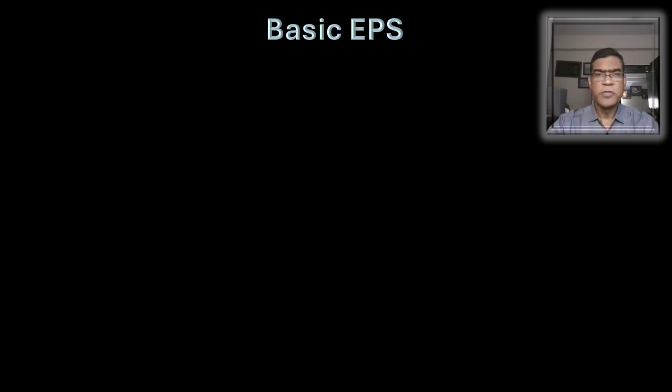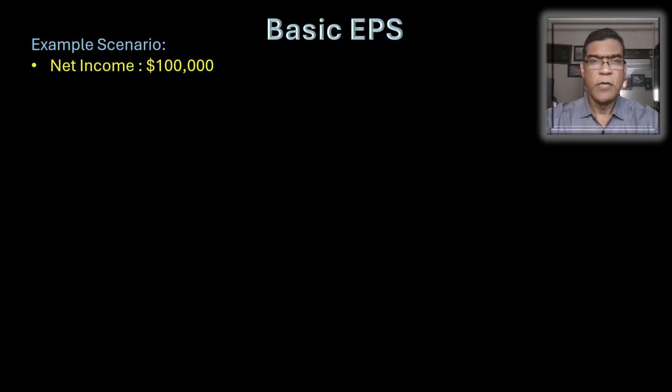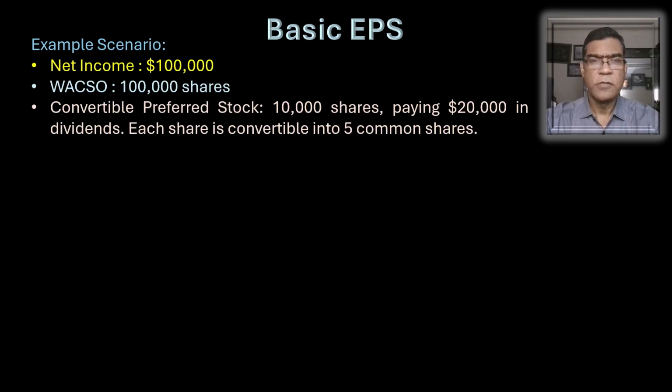Basic earnings per share. Example scenario. Net income 100,000 US dollars. WACSO 100,000 shares. Convertible preferred stock 10,000 shares paying $20,000 in dividends. Each share is convertible into 5 common shares. So remember, the conversion into 5 shares, this condition we will not use when calculating basic earnings per share. We only need WACSO, net income and preference dividend for other issues.